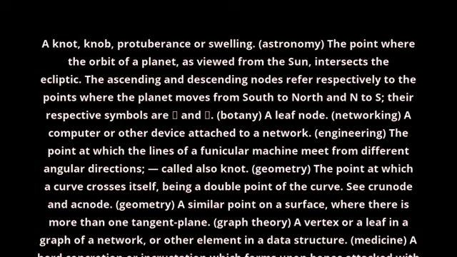Engineering, the point at which the lines of a funicular machine meet from different angular directions, called also knot. Geometry, the point at which a curve crosses itself, being a double point of the curve. See crunode and acnode. Geometry, a similar point on a surface, where there is more than one tangent plane.